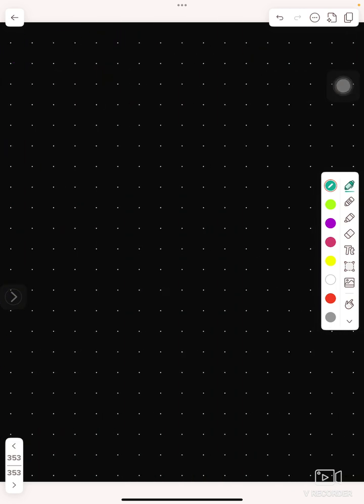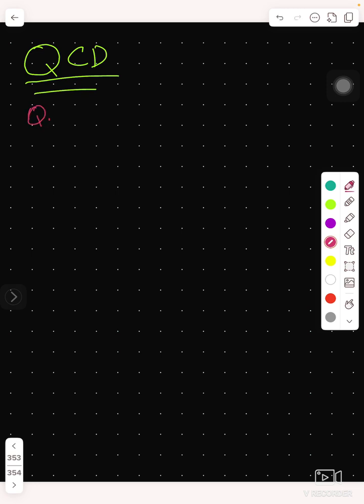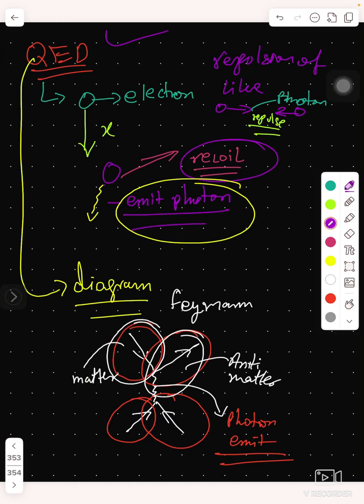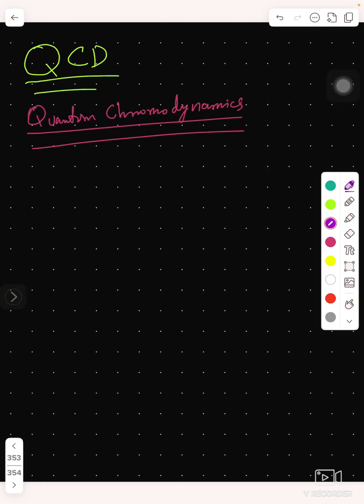Now, we will be talking about the same thing, but in a different way. We will be talking about QCD. Today's topic will be QCD, quantum chromodynamics. So we know that this is quantum electrodynamics and this is quantum chromodynamics. The word chromo is the main thing here.